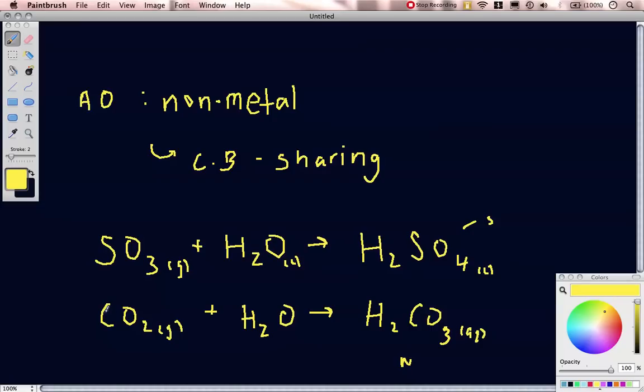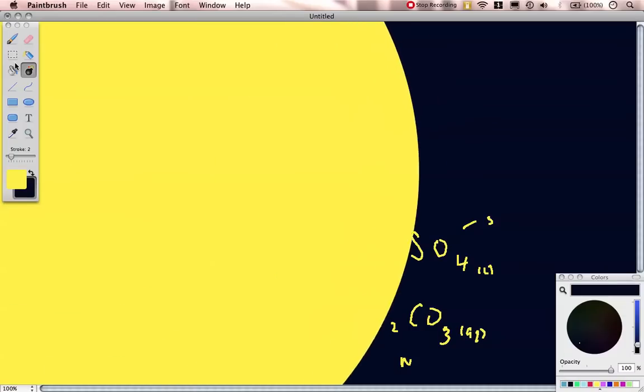The list goes on. We've got a whole range of different acids, so we could substitute this S or C with Cl in the formation of chloric acid, or P in the formation of phosphoric acid. So there are a couple of common examples of that.